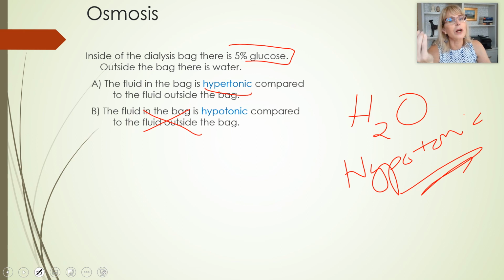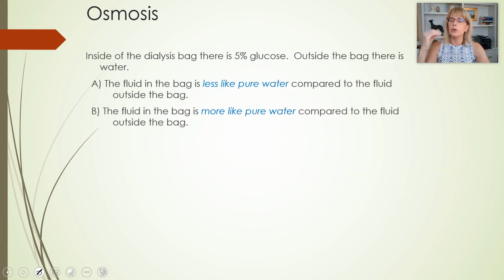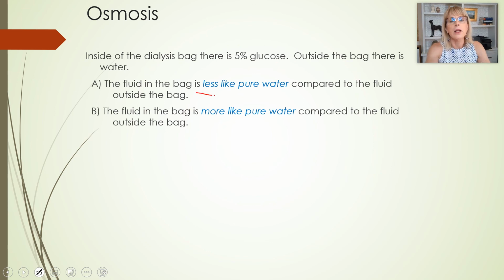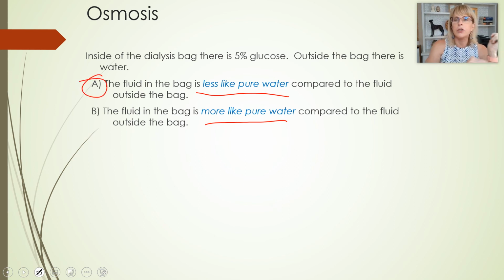So what I always would recommend that you do is you take the definition that you have memorized. You've memorized the definition for hypertonic. Let's say you're using less like pure water, more like pure water. So you're just going to cross out hypertonic and write less like pure water and more like pure water, and then you're going to think about it, okay? The fluid in the bag is 5% glucose, outside it's water. The fluid in the bag is less like pure water. The fluid in the bag is more like pure water. Easy peasy, answer A. You will not get these wrong.